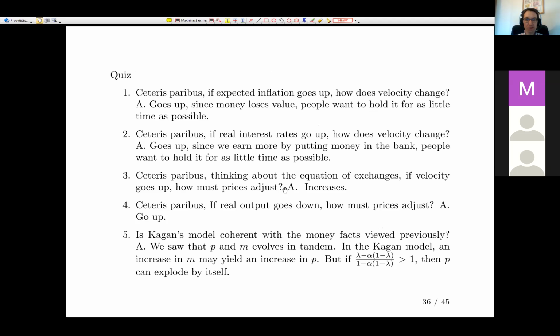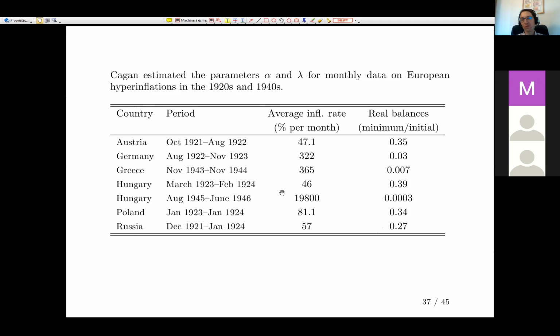All right, one thing that's amazing about the Cagan model is that he did try to estimate it, and this is a model from the 50s. Computers were invented in 1944 for the Second World War. So this is super early, and still he was able to estimate this model. This is a great feat in itself. It was a very groundbreaking paper when it came out.